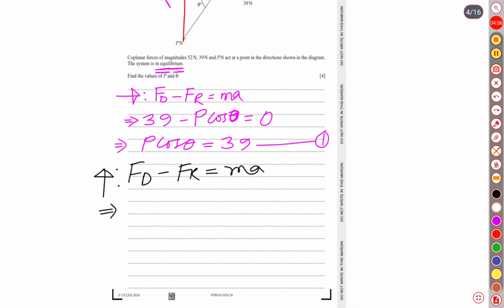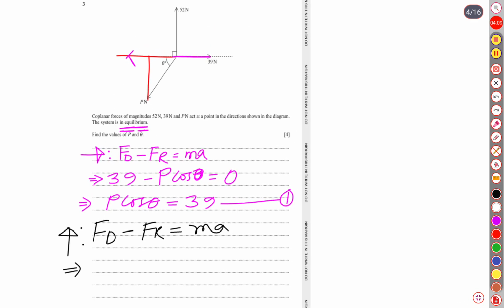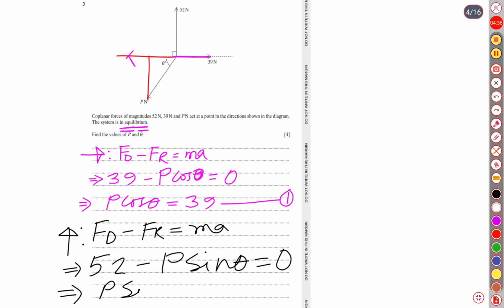So driving force, I mean upward force. Let's see what is the upward force acting on the particle. Upward force is given as 52 Newton. 52 minus the downward force acting through P. If we resolve it vertically, it is going to be P sine theta. P sine theta is equal to mass into acceleration. As there is no acceleration, right side is 0. After that, if we isolate P sine theta, P sine theta is equal to 52, and we can leave this as equation number 2.